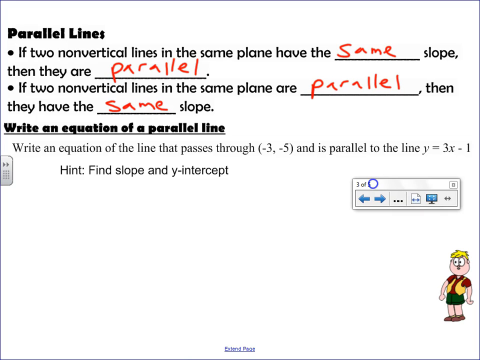So let's take a look at how we can write an equation for this now. Let's say a line passes through the point negative 3, negative 5, and is parallel to the line y equals 3x minus 1. How do we write an equation for that? Well, we've got to find slope and we've got to find y-intercept in order to write an equation. So let's visualize that and see what we're talking about. It'll help to see what we're looking at, and then we can write the equation.